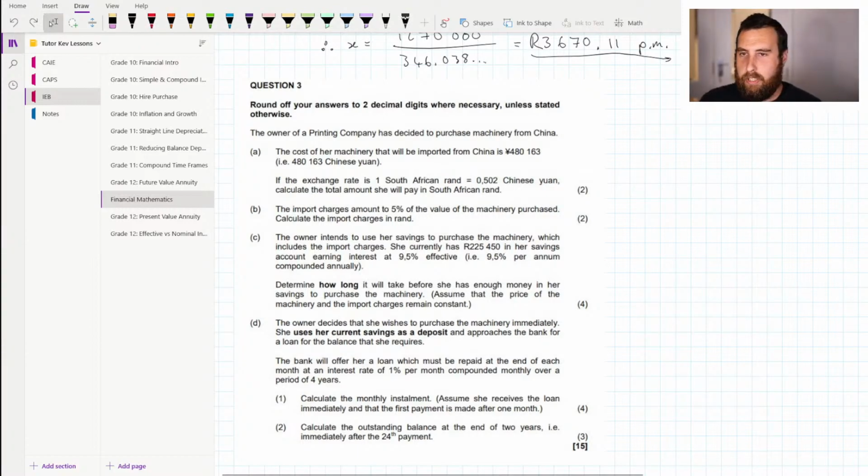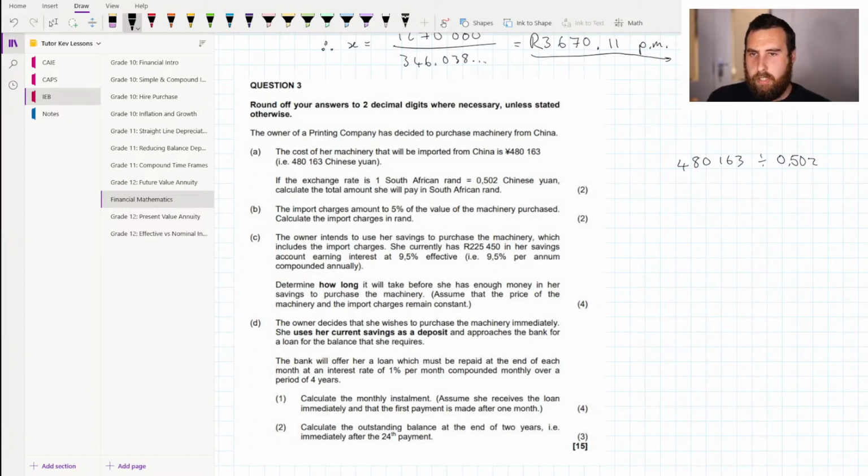We are purely just going to take our total amount in Chinese yuan, 480 163, and we are going to divide that by 0.502. The reason why I'm dividing and not multiplying is that we're looking at a conversion from rands to Chinese yuan. If they said 1 yuan is so much rands, then we'd multiply. So it's basically because we're going from the Chinese currency to South African rands.